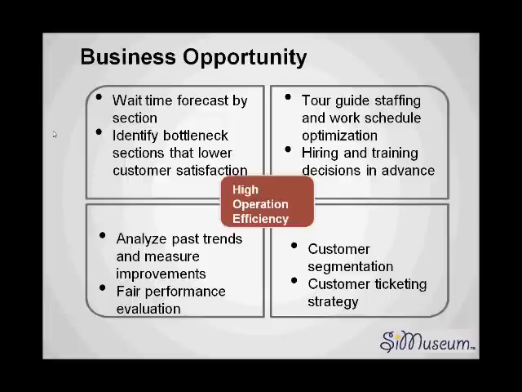Third, businesses can analyze past trends and measure improvements using the reports and graphs that are model outputs. They can then use these reports and graphs to fairly evaluate the performance of each section. Finally, we allow for customer segmentation by giving users the ability to input different customer preference distributions for each customer type. This allows them to come up with customized ticket offerings for each customer type.